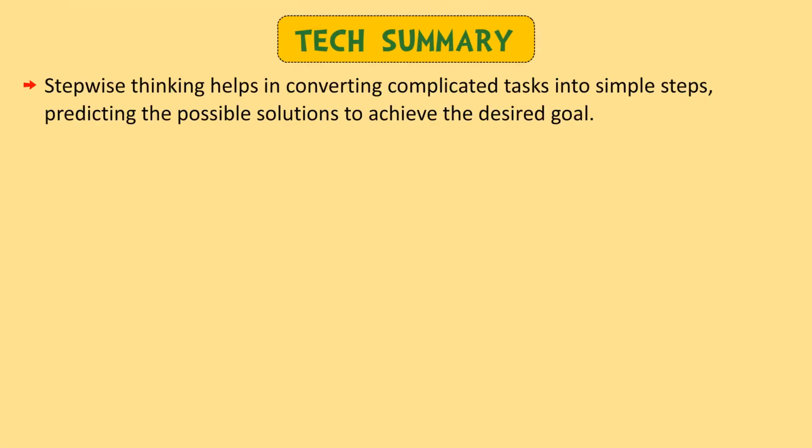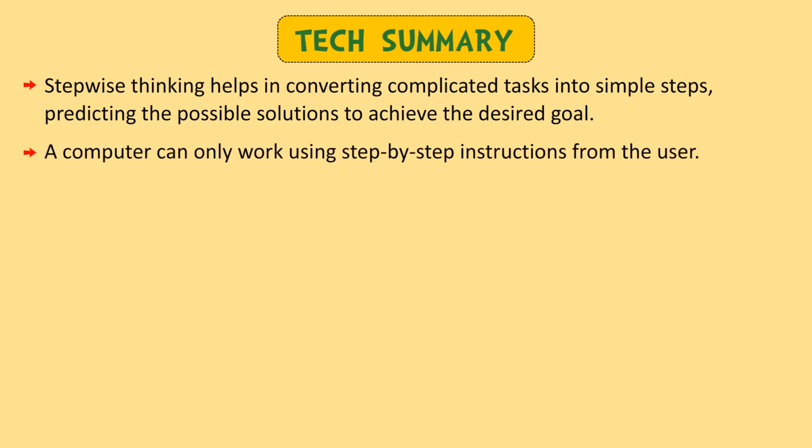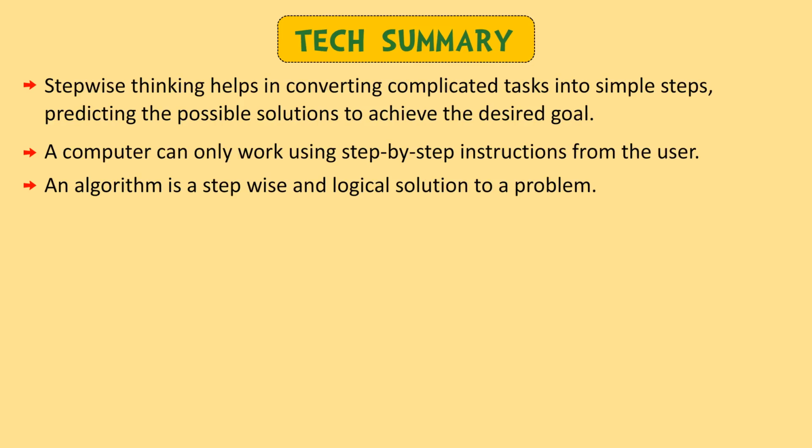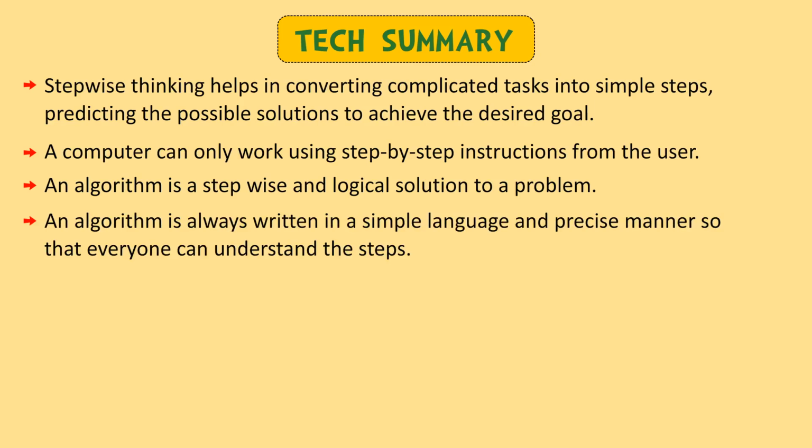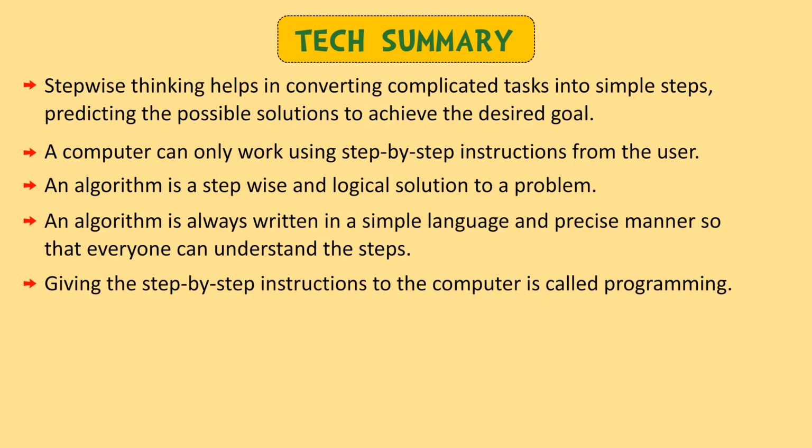Tech summary. Stepwise thinking helps in converting complicated tasks into simple steps, predicting the possible solutions to achieve the desired goal. A computer can only work using step-by-step instructions from the user. An algorithm is a stepwise and logical solution to a problem. An algorithm is always written in a simple language and precise manner so that everyone can understand the steps. Giving the step-by-step instructions to the computer is called programming.